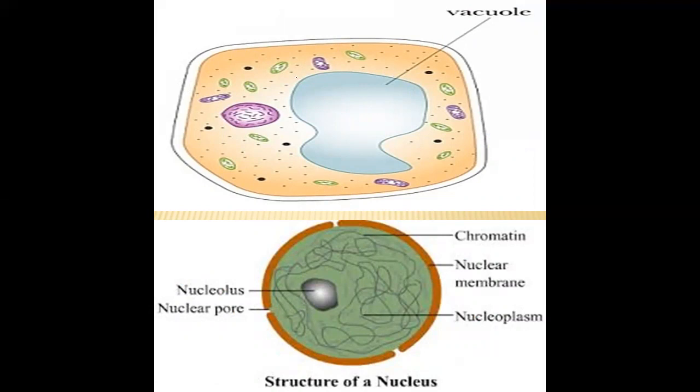So now see this one. A large vacuole is present in that. So guess which type of cell this is? Yes, a plant cell.